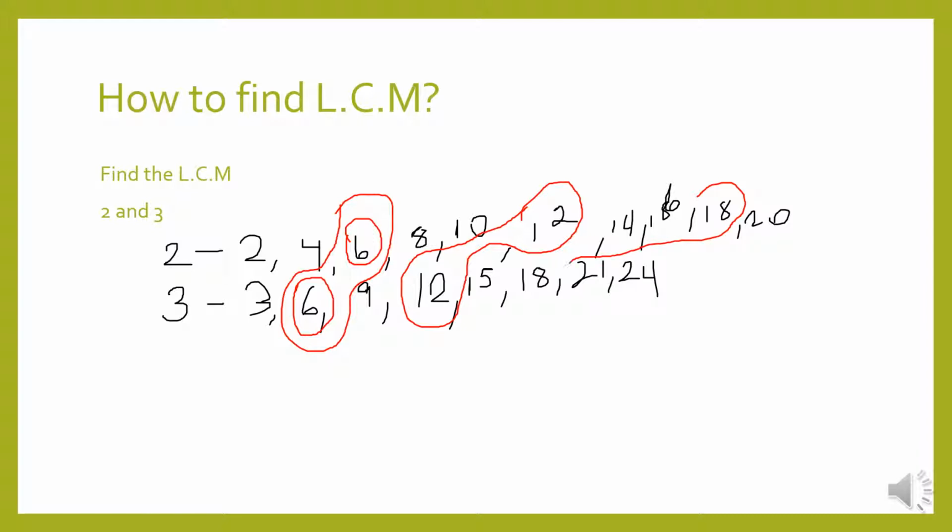Are we seeing that? So as you can see, there are more than one multiples. Alright, we don't want the highest multiple, but we want the lowest multiple. So it will be the first multiples that they have in common. And the first multiple that they have in common is 6. So the LCM of 2 and 3 is 6. Alright, good. Now I'm going to show you another method we can use to find the LCM.